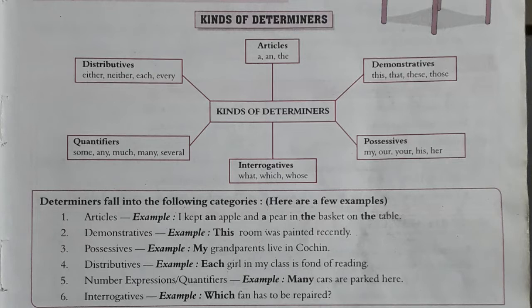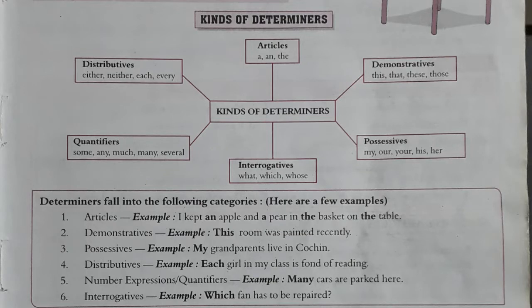You can see determiners fall into the following categories, and the names have been given to you with the relevant examples. Let me quickly take you through this. Articles, example: I kept an apple and a pear in the basket on the table. So you see, the indefinite and the definite articles, all three of these, a, an, and the, have been used in a single sentence.